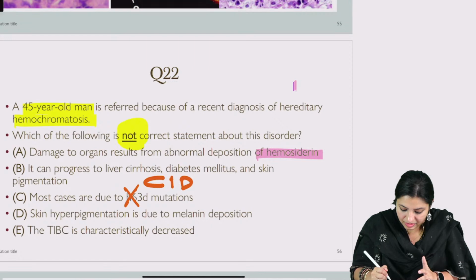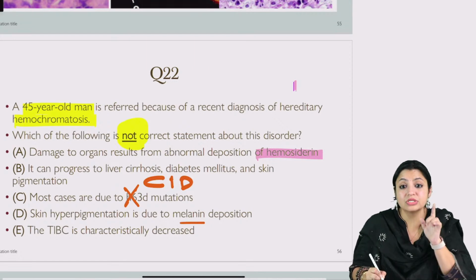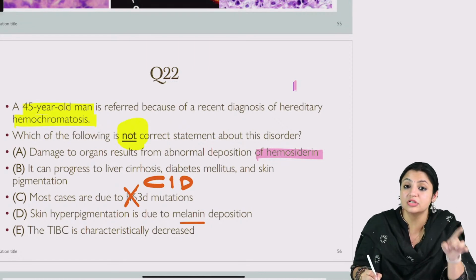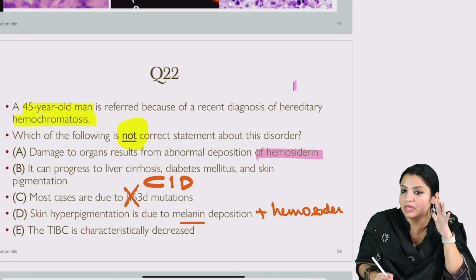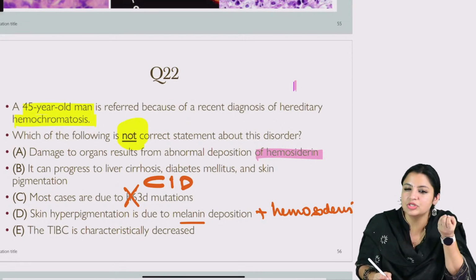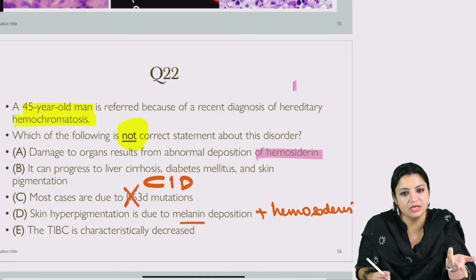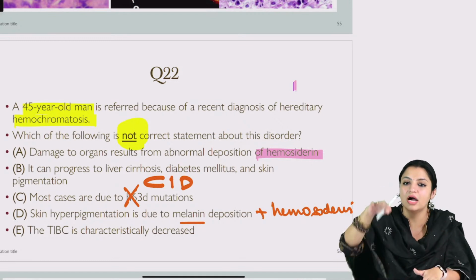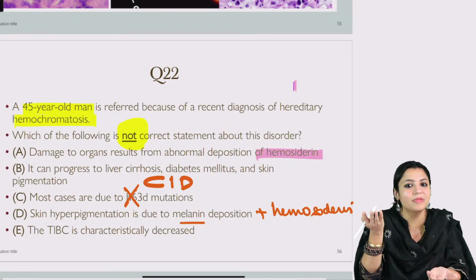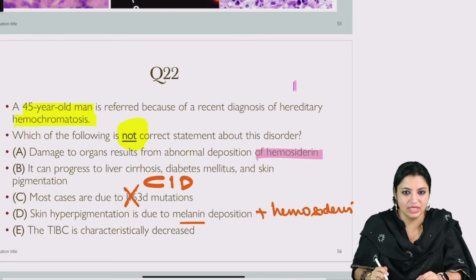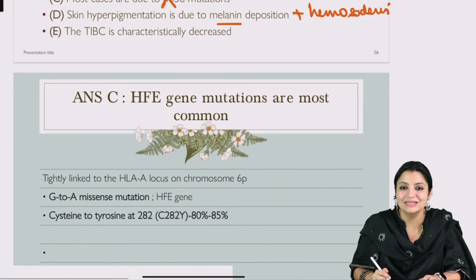And skin hyperpigmentation is due to melanin. Yes, so skin hyperpigmentation which occurs in hemochromatosis is very characteristic because it occurs due to a combination of hemosiderin and melanin, and that is why the pigmentation is very characteristic. It is due to melanin, yes, mostly, but a small amount of hemosiderin is also there, and TIBC is decreased. You know, always iron is inversely proportional to TIBC. So if your iron content is high, your iron binding capacity will be low, right? So that's also correct. So the answer is C.